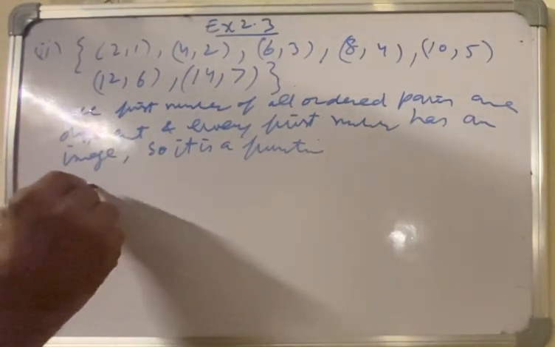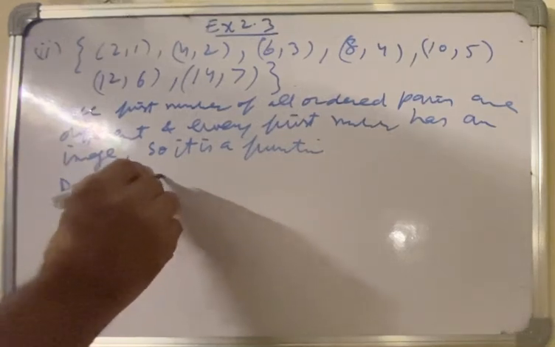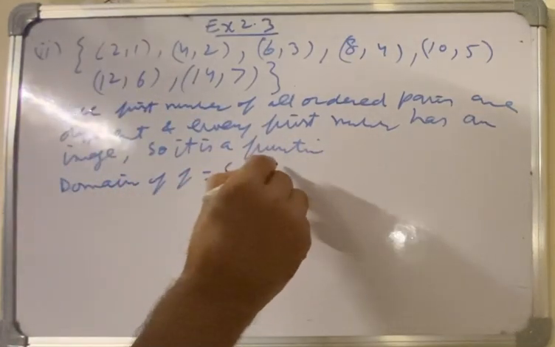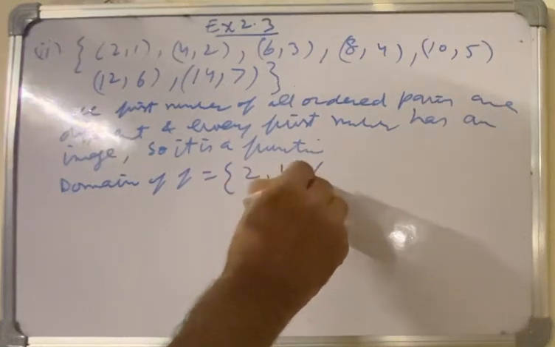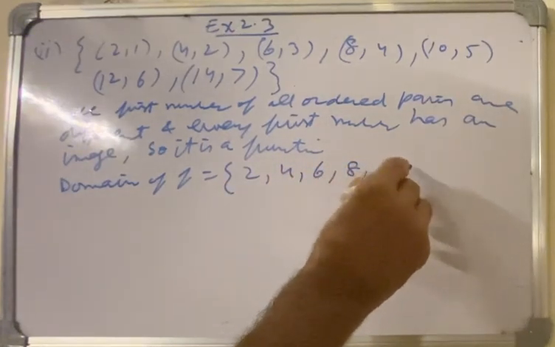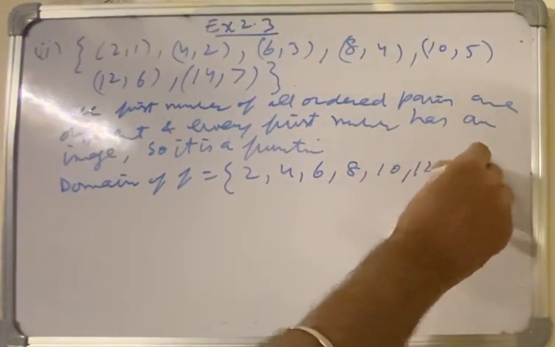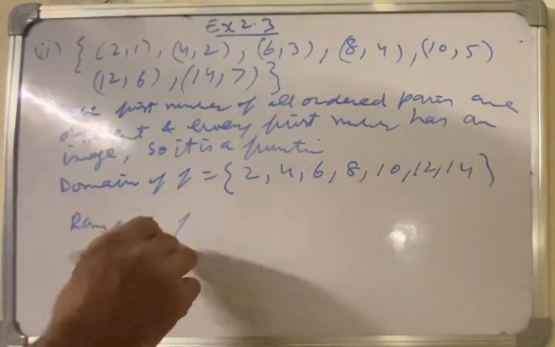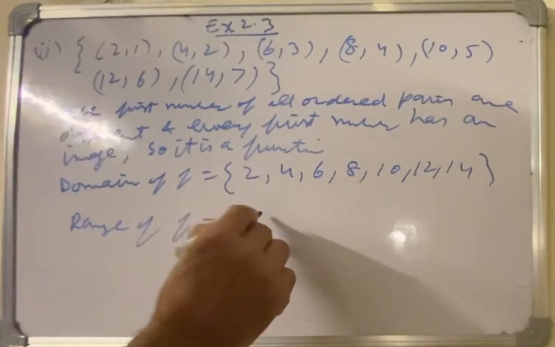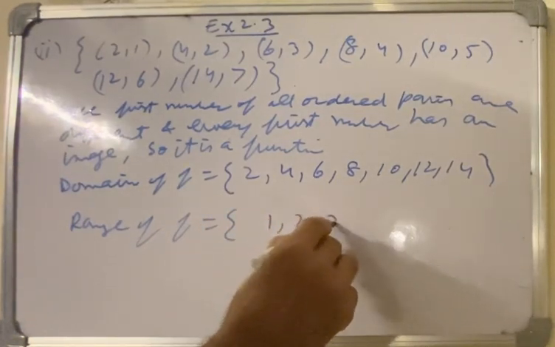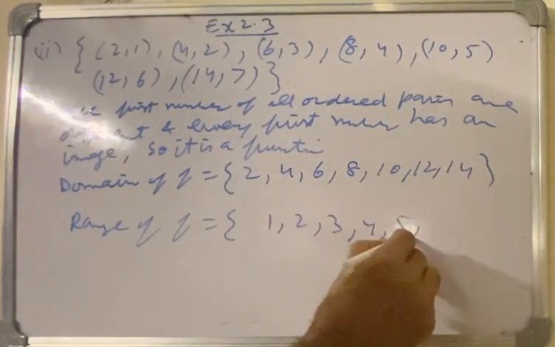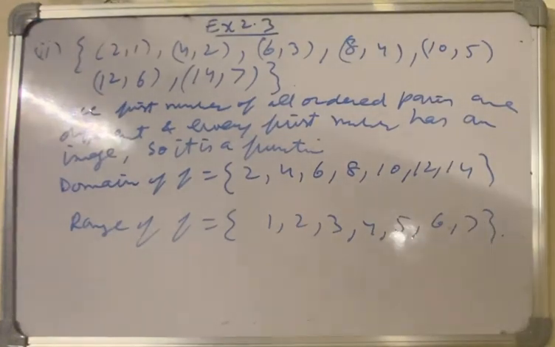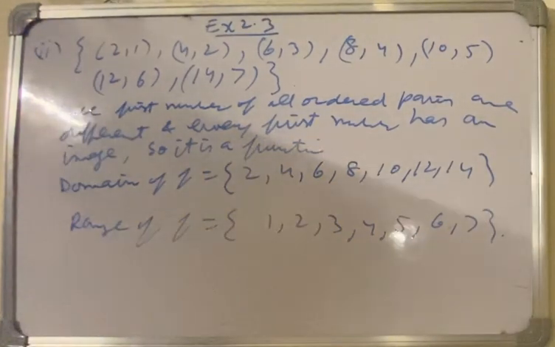Domain of f is the set of first numbers: 2, 4, 6, 8, 10, 12, 14. Range of the function is the set of second elements: 1, 2, 3, 4, 5, 6, 7. Then we take the third part.